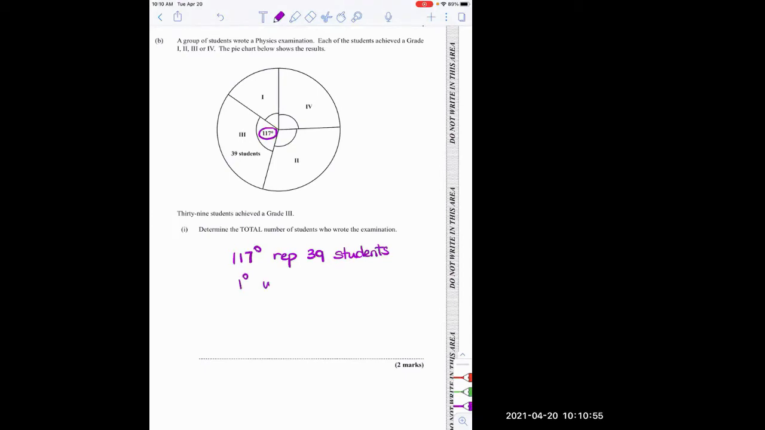So 1 degree will represent 39 over 117. And 360 degrees will represent 39 over 117 multiplied by 360. And we will get 120 students. Did you all get that? Miss, I get 120. Yes, Miss, 120. Is there anybody in class who didn't get 120?